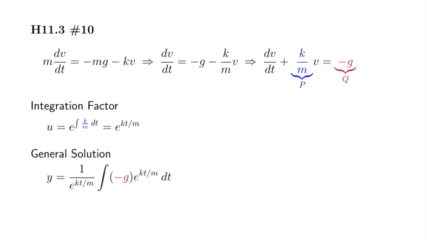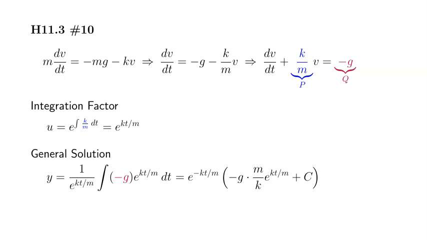So y is equal to 1 over the integrating factor, times the integral of q, which is negative g, times the integrating factor. If you find an antiderivative, you get something like this. Since this is a reciprocal, I just turn it into negative kt over m. Negative g is just a constant. The antiderivative of e to the kt over m with respect to t is m over k e to the kt over m.